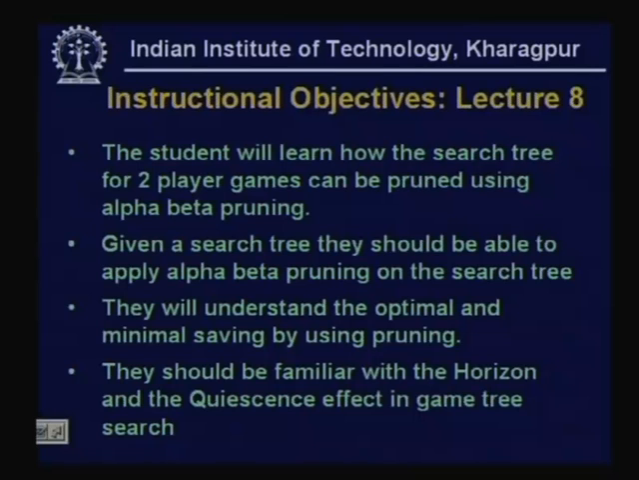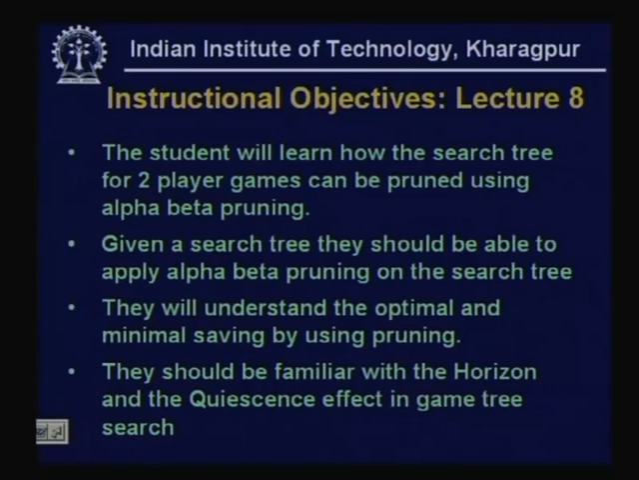In the previous class, we looked at Minimax search for computing the best move for a player. But Minimax is quite inefficient, and we will see how Minimax search can be pruned using alpha-beta cutoff values. Given a search tree, the student is expected to be able to apply alpha-beta pruning on the search tree and show which are the nodes which will be expanded and the nodes which will be pruned.